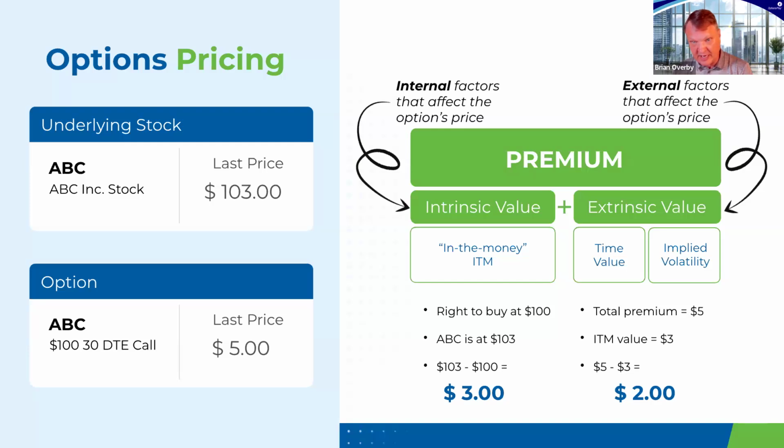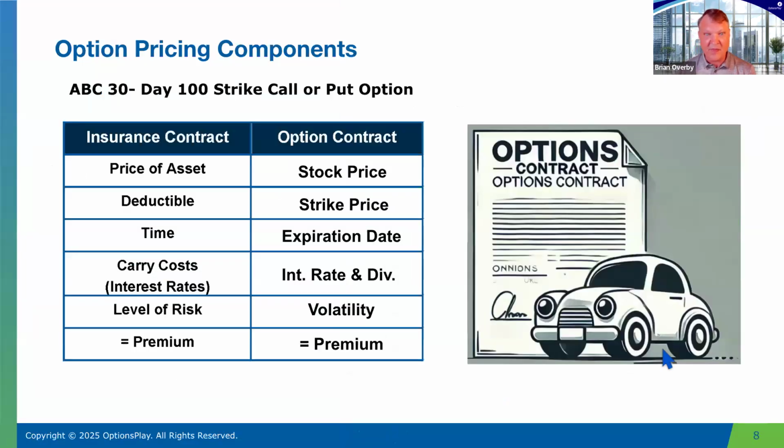So to understand this, first of all, we've got to get to the fact that an option is a contract. And I'm going to work a lot with this aspect of it, implied volatility. And we're going to think about the option pricing components.